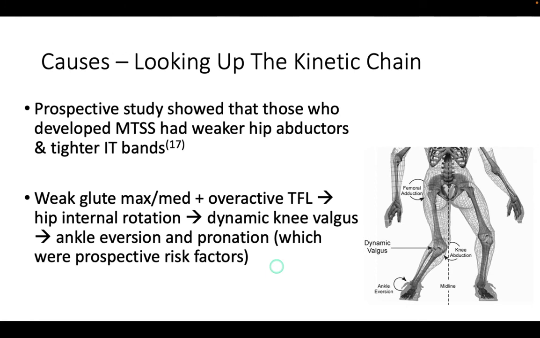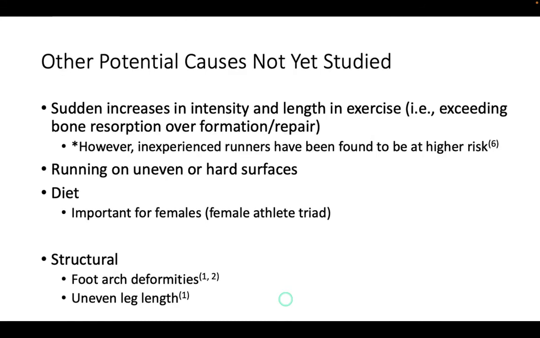And the reason for that is how we talked about weak glute max and med, added to the overactive TFL, which ends up leading to hip internal rotation, then dynamic knee valgus, which can also lead to ankle eversion and or pronation. Those two we saw were prospective risk factors for developing MTSS. So kind of showing that that could be a potential issue as well.